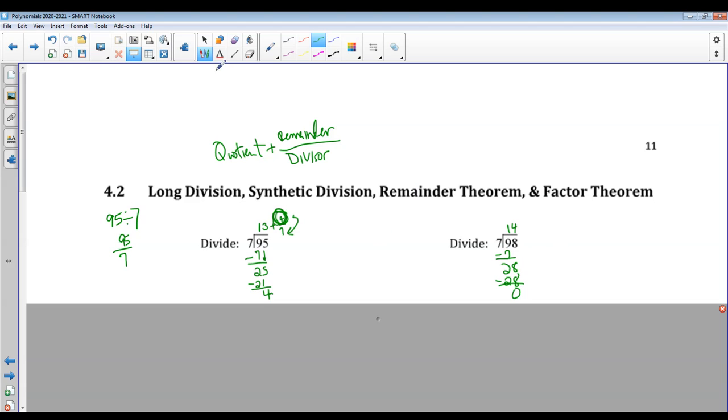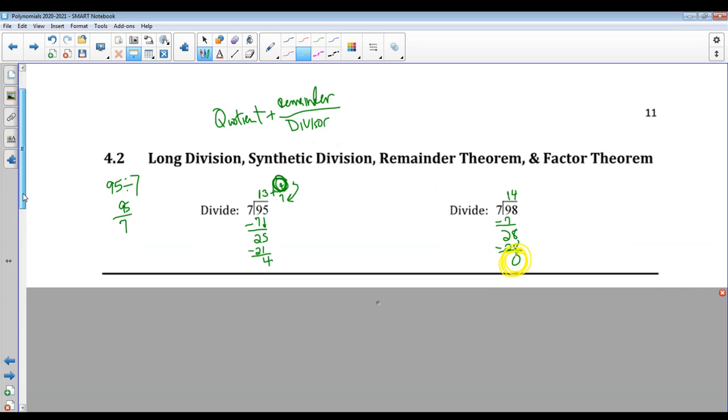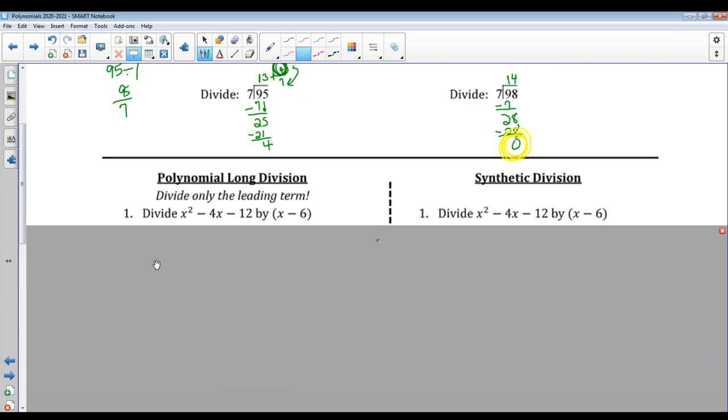So that's a super key idea for this lesson. We're going to talk about this a lot next class. When the remainder is 0, we know this. It means that 7 fits into 98 perfectly. It fits in evenly with nothing left over. So keep that in mind. We're going to use that skill right now.